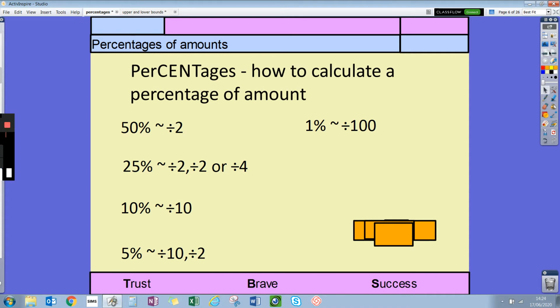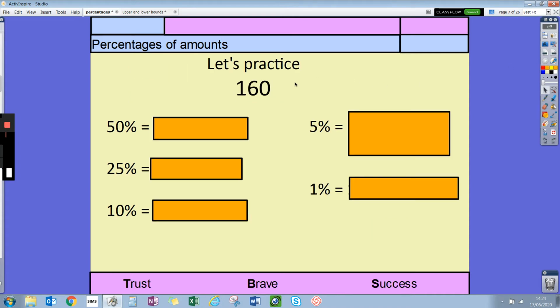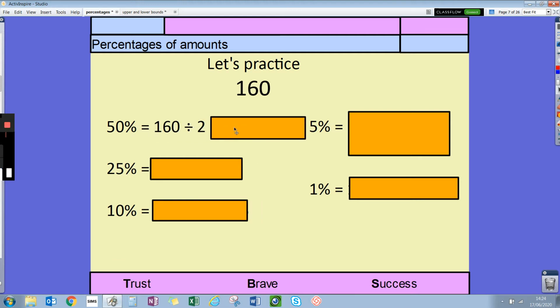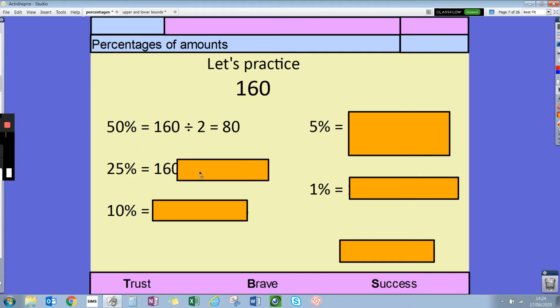So now we're going to have a look at an example. So we're going to find 50%, 25%, 10%, 5% and 1% of 160. So 50% we're going to divide by 2. So 160 divided by 2 is 80. 25%, we're either going to divide by 2 and then divide by 2, or we're going to divide by 4, which is what I've done. They both give you the same answer.